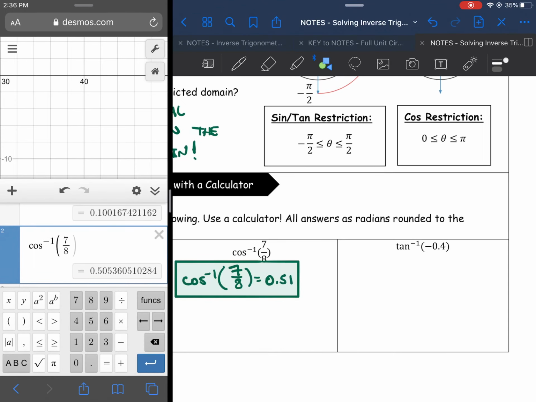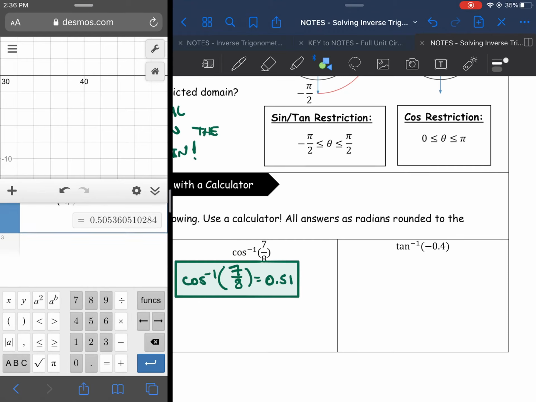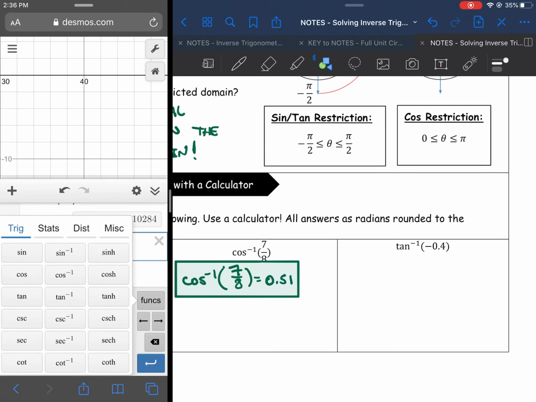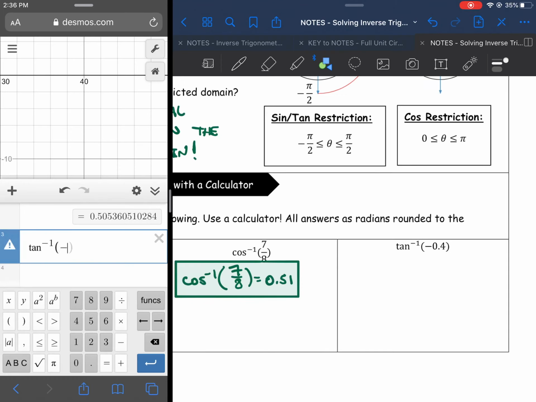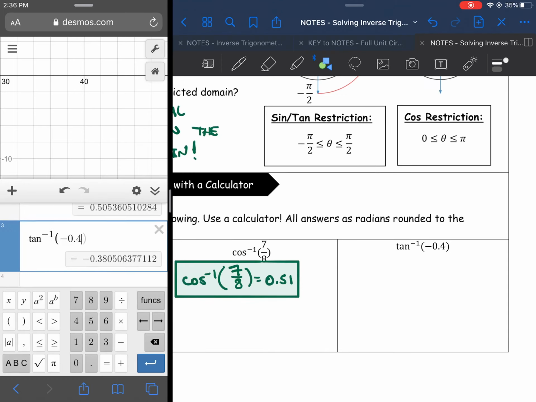And then one last little problem here with the calculators, we want to find the inverse tangent of negative 0.4. So back into Desmos, inverse tangent, negative 0.4, and we get negative 0.38. So the inverse tangent of negative 0.4 equals negative 0.38.